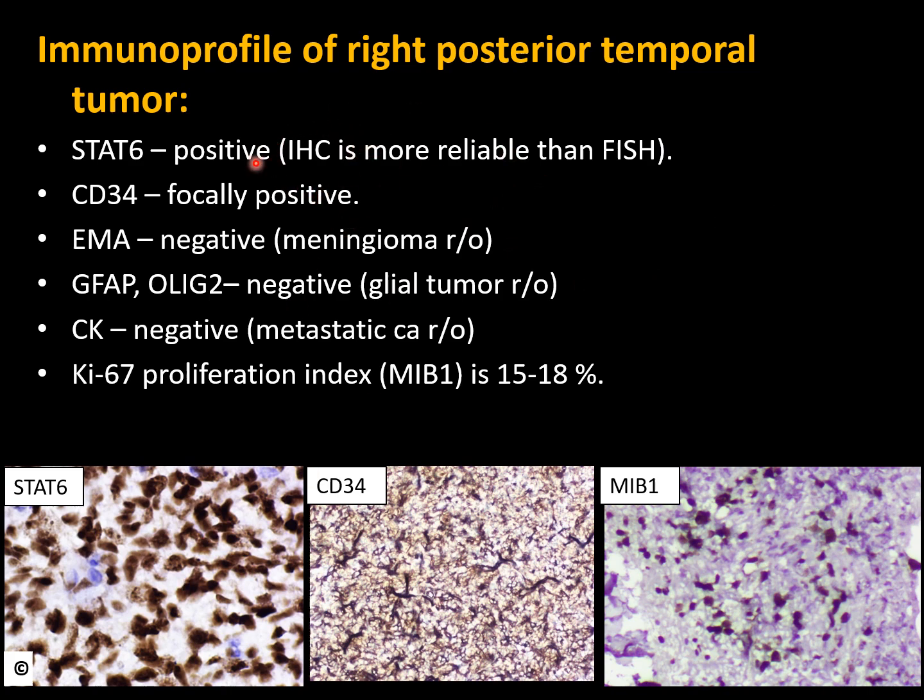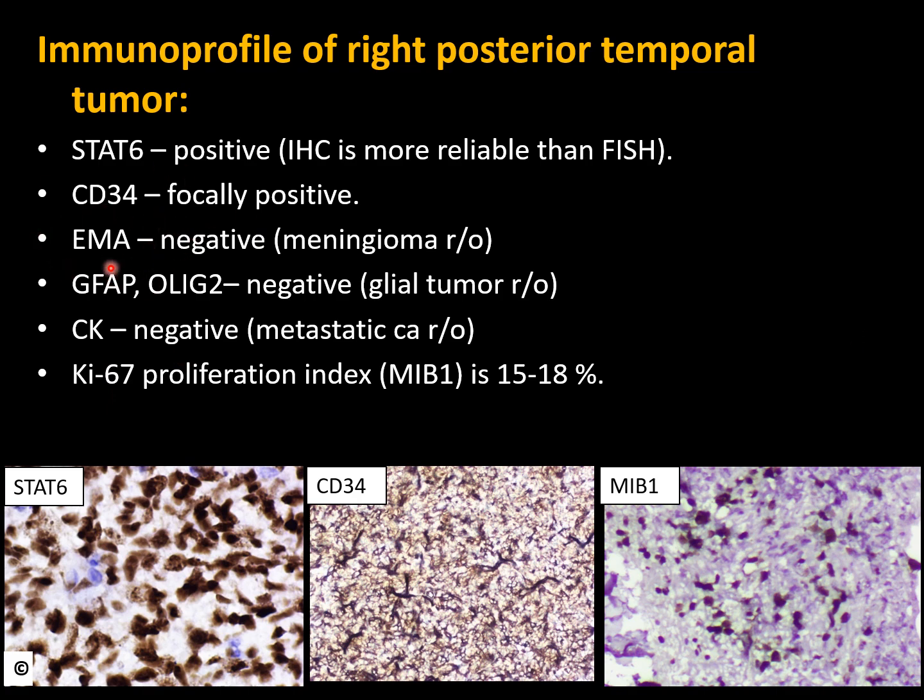Now, immunohistochemistry by STAT6 is more reliable than the molecular studies such as FISH in the tumor showing translocation. CD34 was focally positive. Now, CD34 is not a specific marker for SFT, and it can be positive in other fibroblastic or even the vascular tumors. And one must remember that as the grade of the tumor increases, the CD34 positivity may reduce.